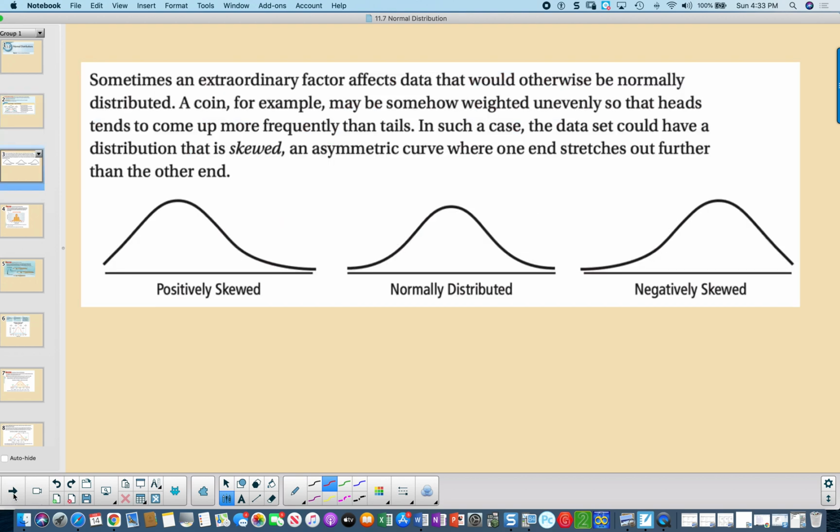Sometimes extraordinary factors affect data that would otherwise be normally distributed. A coin, for example, may be somehow weighted unevenly so that heads tends to come up more frequently than tails. In such a case, the data would have a distribution that is skewed.